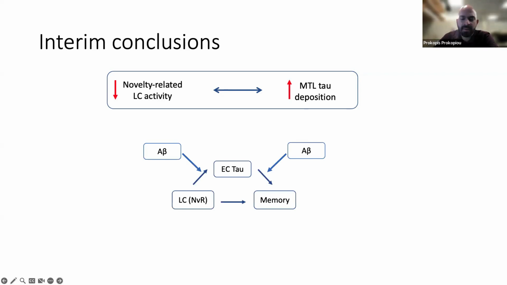In addition, we observed that while the relationship between cortical tau and memory decline was more pronounced at higher levels of amyloid, in agreement with previous research suggesting a synergy between cortical amyloid and tau pathology on cognitive decline, the association between LC activity and cortical tau was more pronounced at much lower and potentially subthreshold amyloid levels, as I mentioned before, which again highlights the early involvement of LC in cortical tau pathology.